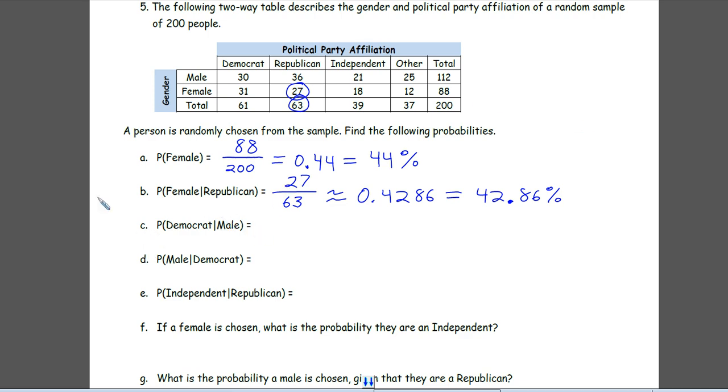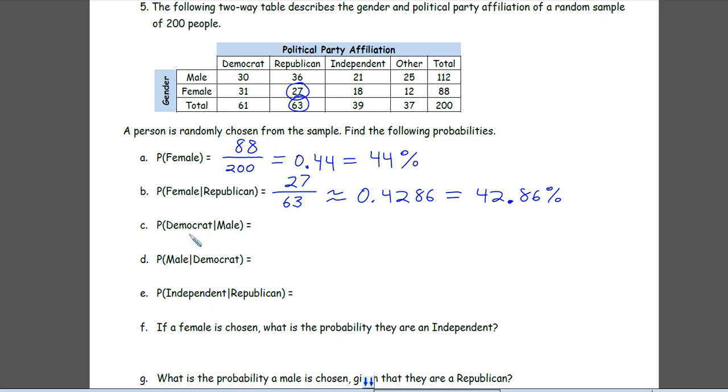Next one, C, says the probability that the person's a Democrat given that they're male. So if you feel like you got this, pause the video, try to work through some of these, and then continue the video and we'll work through it.